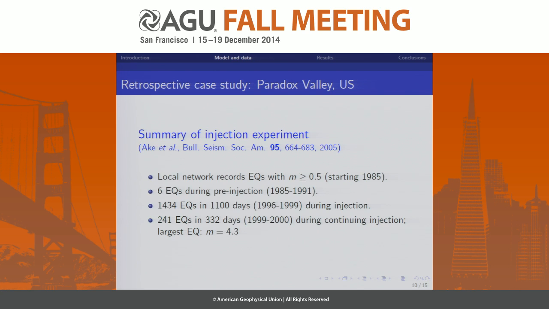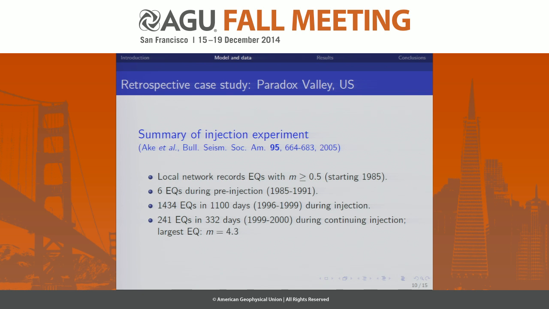Some information about the seismological things is given here. Details can be found in the publication of Aki, which I mentioned. So we have here a local network that records earthquakes with a magnitude of completeness of 0.5, starting in 1985. During the pre-injection period, which lasts for 6 years, we have only 6 earthquakes, so on average 1 earthquake per year.